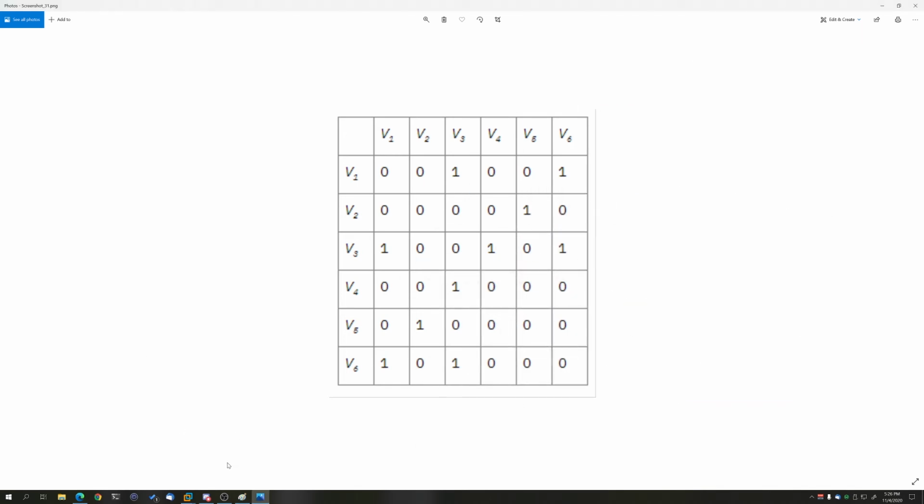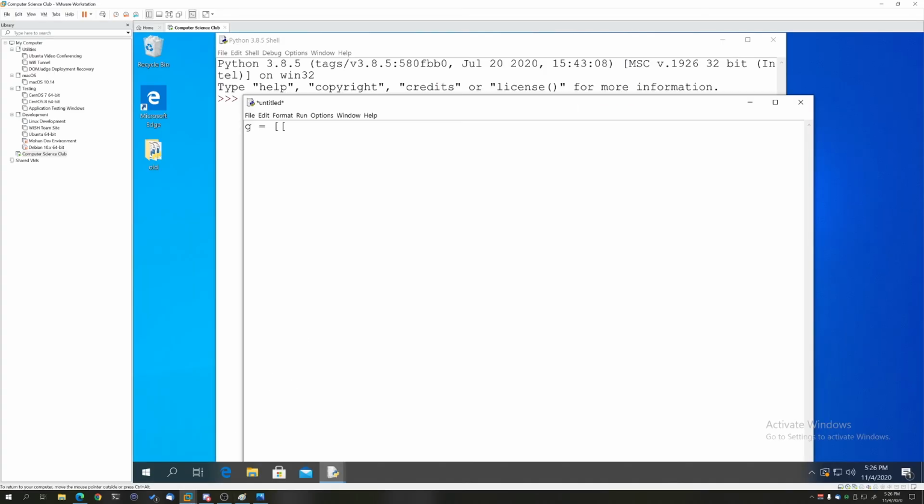The way we can implement this in Python is pretty simple. We just have this many rows. I believe we have 6 vertices, and we can say, okay, every single vertex here. This is the first row, so this will be vertex 1. We have 0, and we have 0. There's no connection to 2. There's a connection to 3. There's no connection to 4. There's no connection to 5. There's a connection to 6.